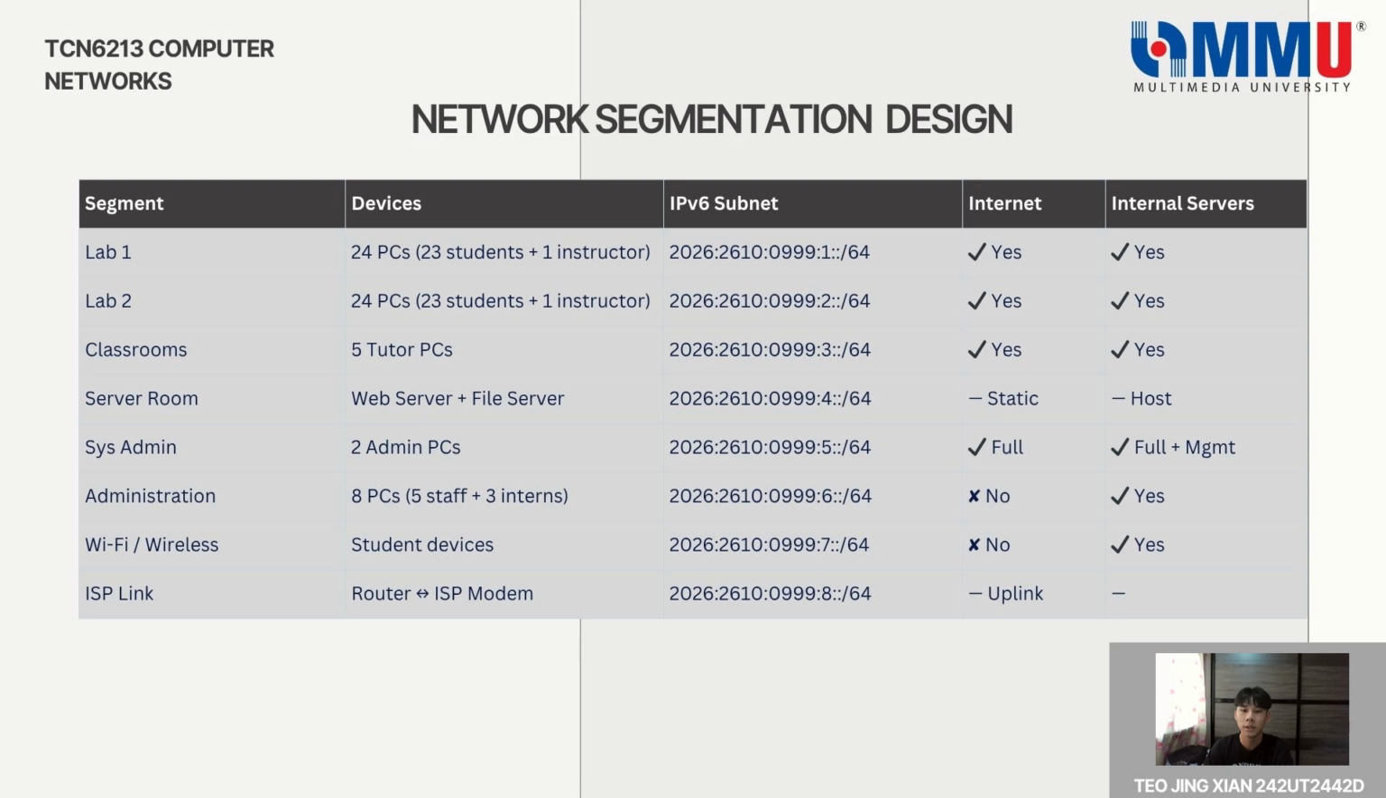Finally, security is tighter for the admin and Wi-Fi segments by restricting internet access while maintaining internal server connectivity, all anchored by a dedicated ISP link for external backhaul.